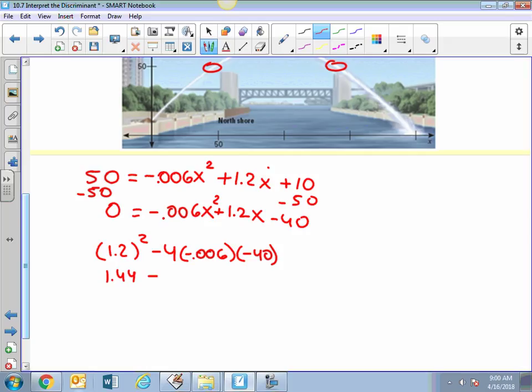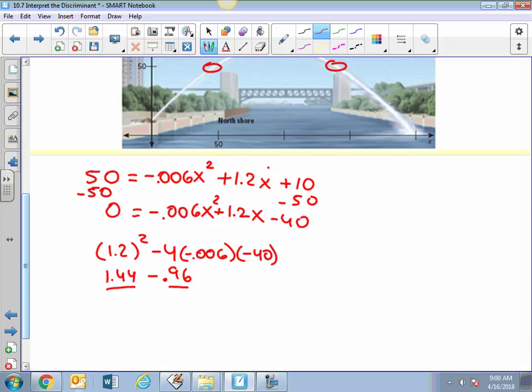The second part is a little trickier. I would probably just type that in the calculator. Minus 4 times negative 0.006 times negative 40. Oh, I only put the one negative. Okay, so you get minus 0.96. So we do get negative, negative, negative. Now, at this point, I wouldn't even have to solve this any further. I know that 1.44 minus this is going to give me a positive number.